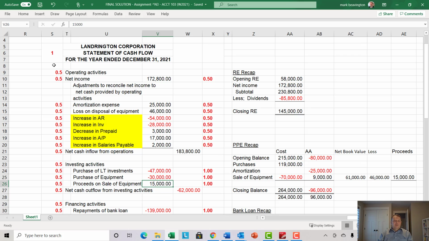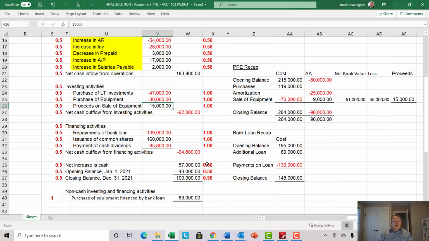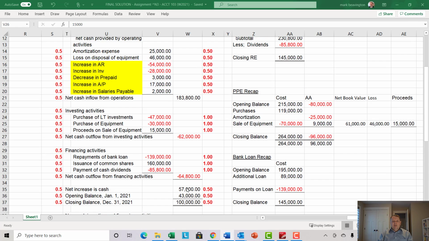So the marks were there for having the title. If you had the right captions in here, you're getting half a mark. If you got all these numbers correct, again, half a mark for each. There was bigger marks in here for investing and financing activities. 1 mark for the numbers, 0.5s for all these captions, and 0.5s for, again, all of these numbers. There was 1 extra mark, and you needed to catch this one. It was part of the second part of the question, but yeah, you needed to talk about this purchase of equipment financed by bank loan. So that's how you should have done on that one. Hopefully you did real well.